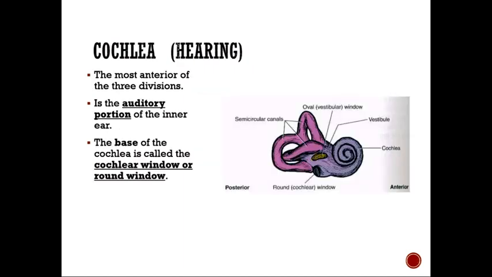The cochlea is the most anterior of the three divisions, and it's the auditory portion of the inner ear. And the base of the cochlea is called the cochlear window or the round window.